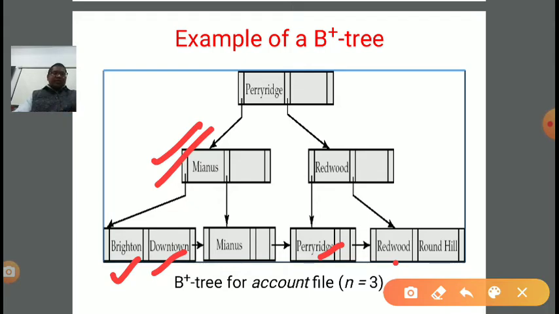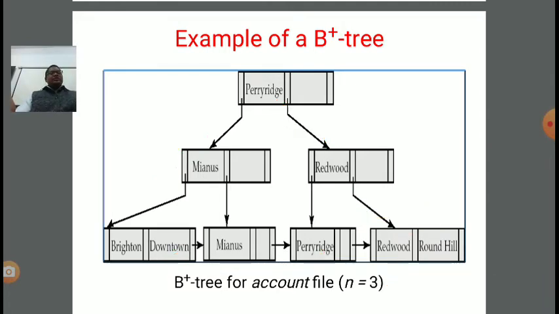If you want to reach Round Hill from Paris, then we need to follow Paris's right pointer, then Redwood, and Redwood's right pointer to Round Hill. In this manner we can perform the searching operation. With a B plus tree we can also perform other operations like insertion and deletion. Those insertion and deletion concepts will be covered in the upcoming lectures, right?